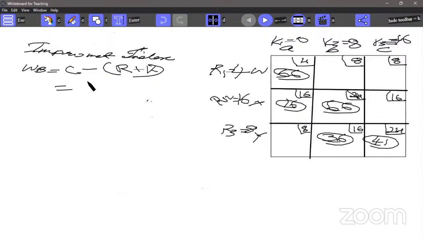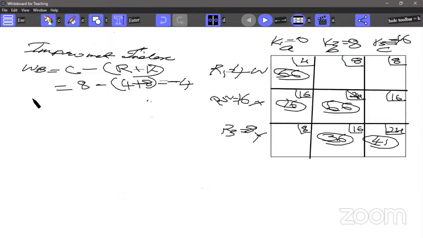WB, how much is the cost? 8. How much is the row index number for the first row? 4. How much is the column index number? 8. So how much is the improvement index? 8 minus 12, which is minus 4. Please be very careful with the sign.